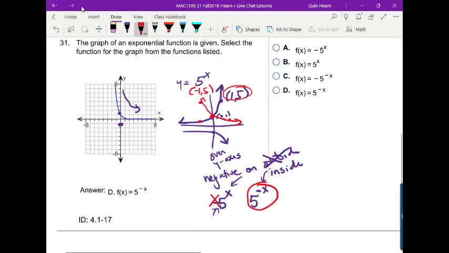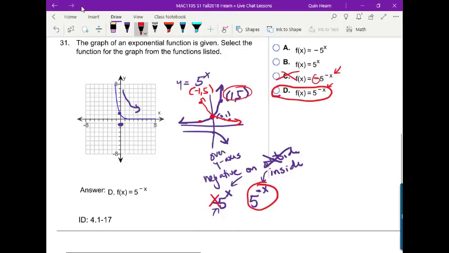Well, the only two options we have with a negative x are these two, C and D. And one of them has a negative on the outside as well, which would have flipped the graph downward, which we don't want. So we can eliminate C as a possibility. So the answer is going to be D.